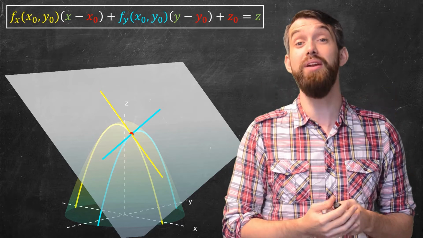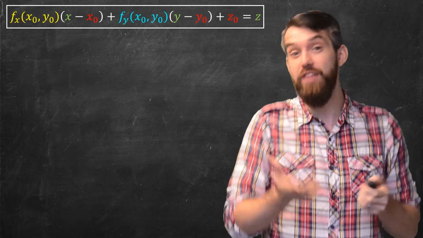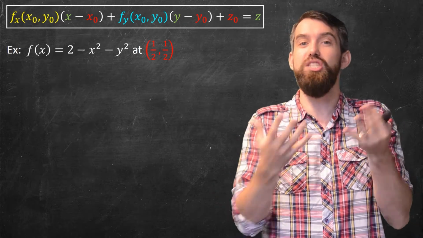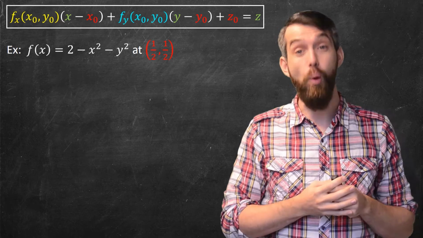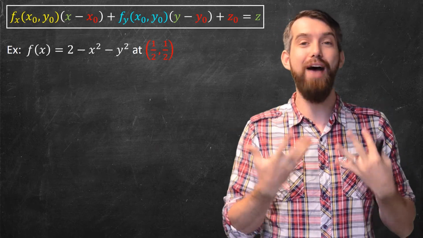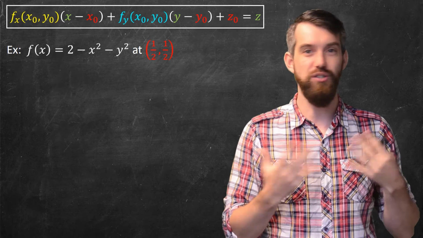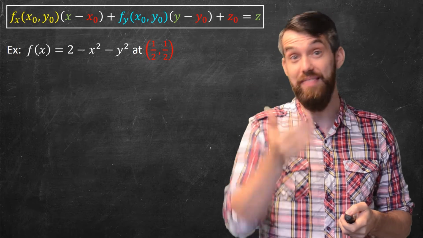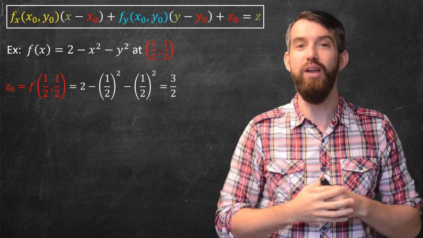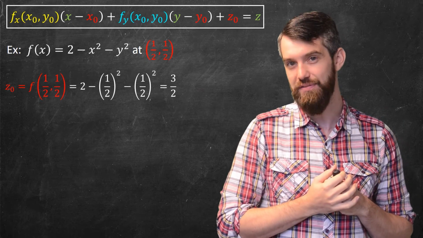So let's see how it works out in a specific example. The example I'm going to use is the one that I've been programming here: the function is 2 minus x squared minus y squared. And I've specified a particular point. The point x naught is 1/2 and y naught is 1/2. That's what we're going to investigate. So the first thing I'm going to figure out is my z naught. What is the height of the function at this particular point? Well, I just plug it in. What is f of 1/2, 1/2? I plug it in and I get the value 3/2.